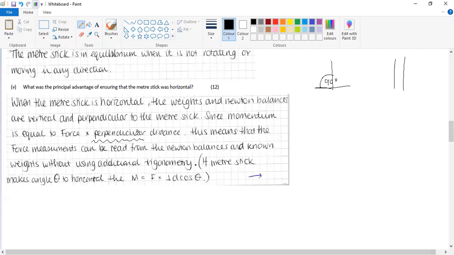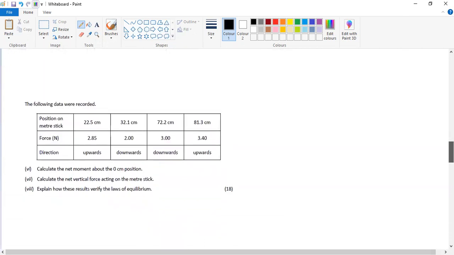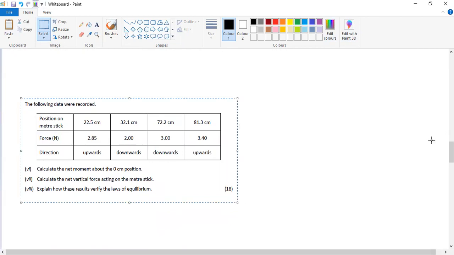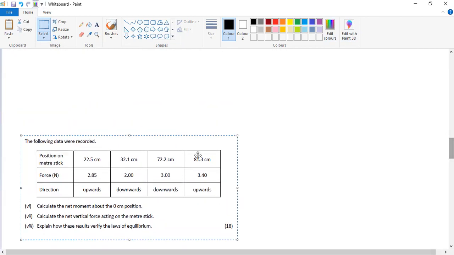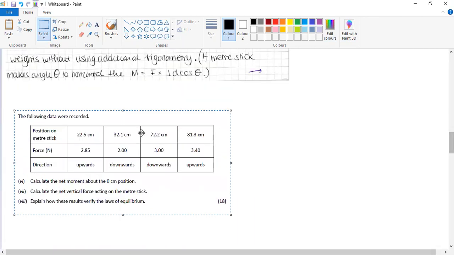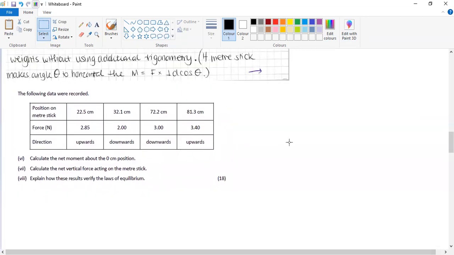Now we're ready to get into the meaty bit that I like, the calculations, okay? And once we get into them, it flies. Once you set it up properly, you should be in pretty good shape. Okay, let's bring them up and have a look at what we need to do. The following data were recorded, and we've got a lovely table there. I'm going to have a little scribble on my table. You can do the exact same thing when you're in your exam, no big deal, and it might just help.